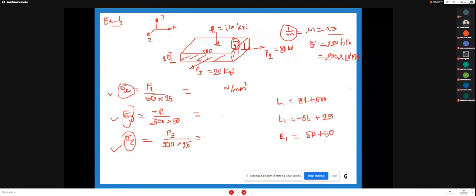Tension positive, compression negative. And sigma z, that is along the out of plane P3 direction. So P3 divided by its area. What will the area be of its normal plane? That is nothing but this 500 multiplied by 25. Okay, so all of you calculate first of all this stress, then we calculate strain. All of you do this calculation up to this portion: sigma x, sigma y, and sigma z.